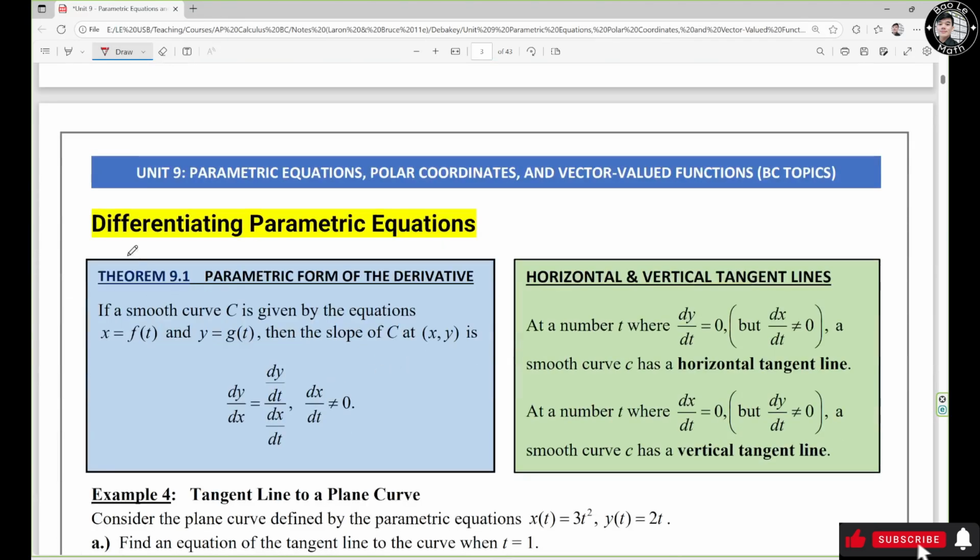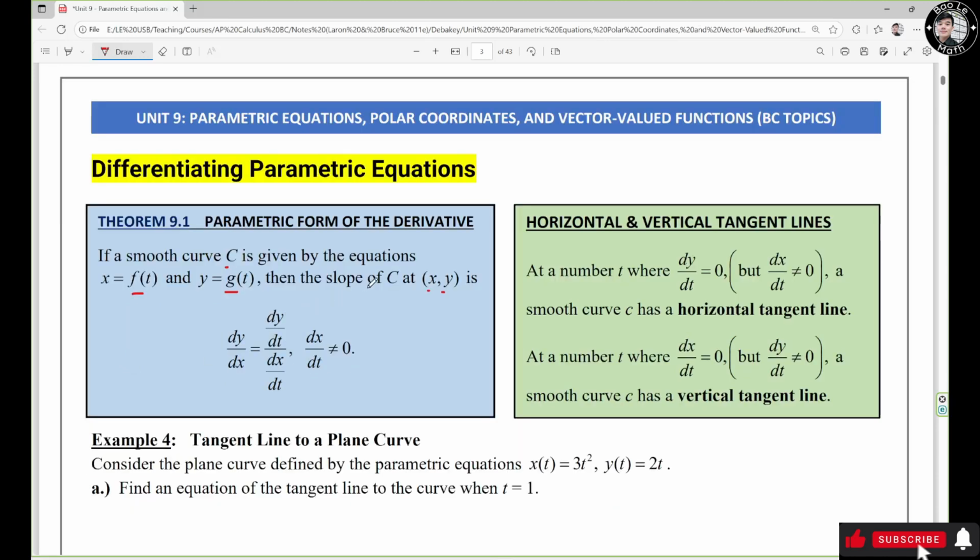Alright, let's take a look at this one. Differentiating parametric equations. Theorem 1: parametric form of the derivative. If a smooth curve C is given by the equations x equals f of t and y equals g of t, then the slope of the curve C at the point x, y is dy over dx. Now I'm going to divide the top and bottom by dt, so I get this one right here. Observe that dx over dt must be different from 0, so that this is defined.